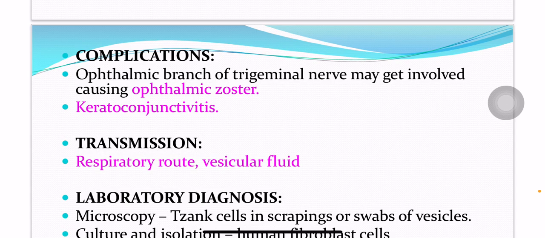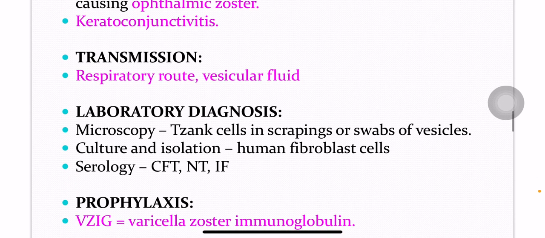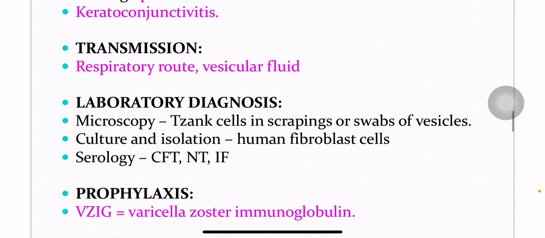Transmission: respiratory route, vesicular fluid. In the lab diagnosis, in microscopy, Tzanck cells can be demonstrated in the scrapings from the vesicles. Culture and isolation: human fibroblast cells can be used. In serology, complement fixation test, neutralization test, and immunofluorescence test can be performed. In prophylaxis, varicella zoster immunoglobulin is given.